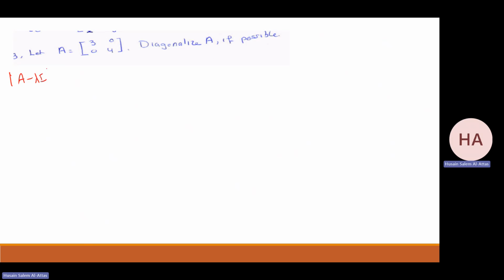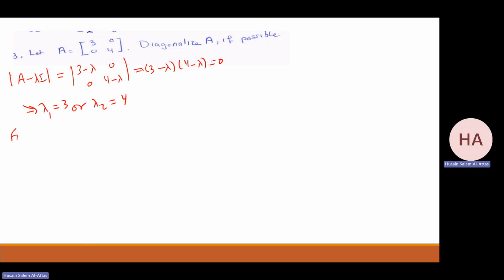A minus lambda I. This is symmetric, so it's diagonalizable, but actually it's diagonal by itself. So A minus lambda I has 3 minus lambda, 0, 0, 4 minus lambda. That will be 3 minus lambda times 4 minus lambda equals 0. So lambda equals 3, or lambda equals 4.